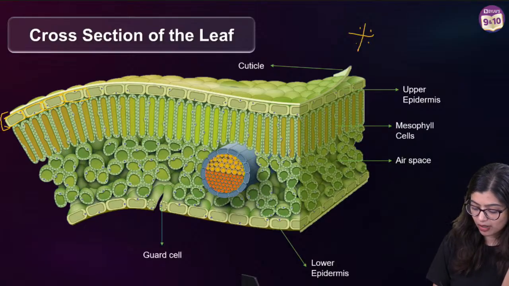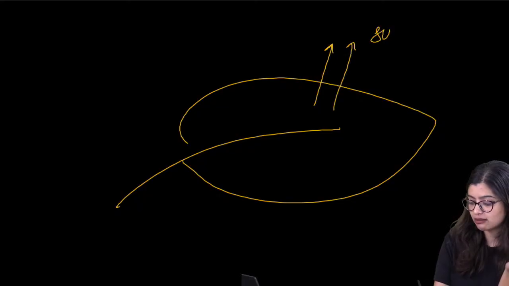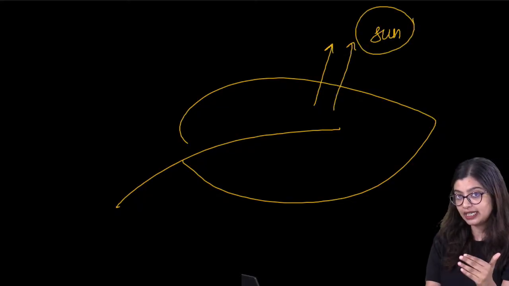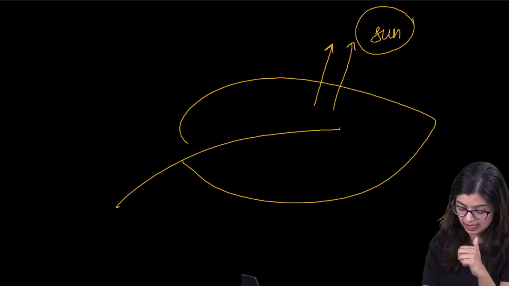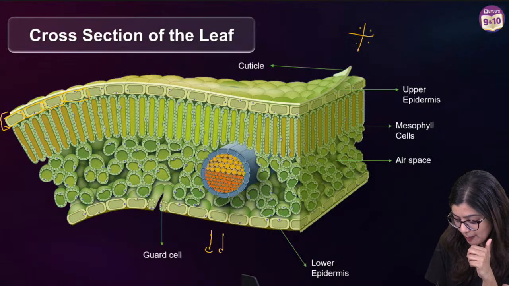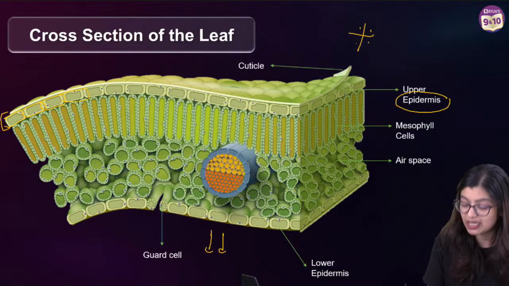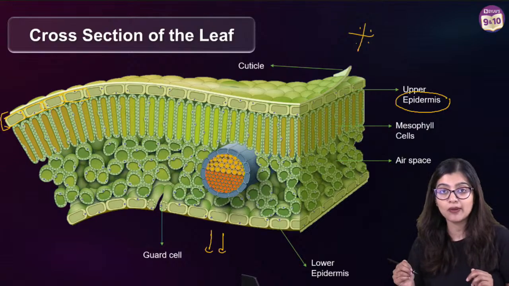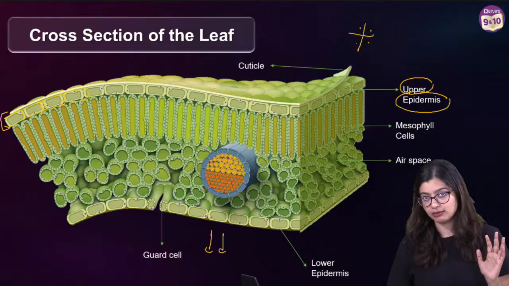Now how do I decide what is on top? Top is the part which is exposed to the sun, right? The top part of the leaf is the side of the leaf which is exposed to the sun. Yes? While the bottom part is what is not exposed, right? So we see that we have an epidermal layer, and we have an upper epidermis as well as a lower epidermis. Yes?